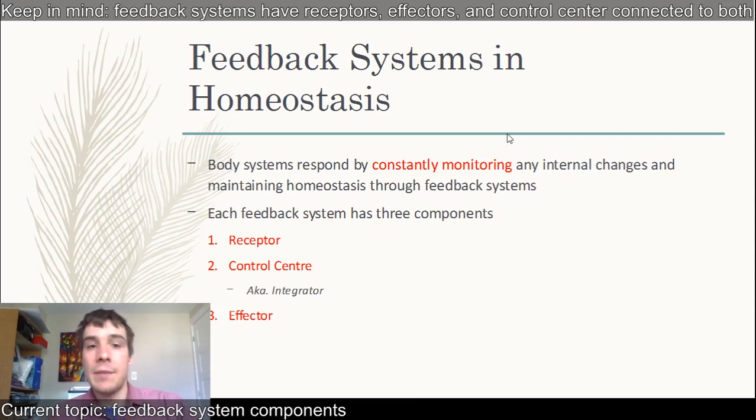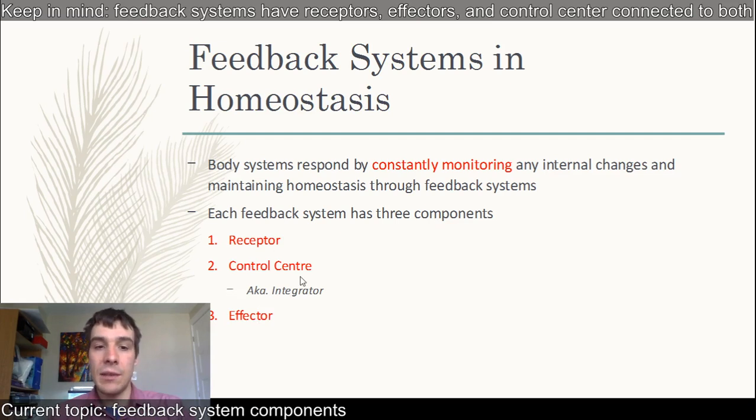Okay, we're into our next topic, which is feedback systems in homeostasis. Every feedback system can be broken down into three things: a receptor, a control center, and an effector. You can have multiple receptors, and you can have multiple effectors. For example, in thermoregulation, you can have skin receptors for temperature and internal receptors for temperature. You can have multiple effectors as well. You can have the shivering response. You can also have the vasoconstriction response to keep the blood in the core and get it warmer.